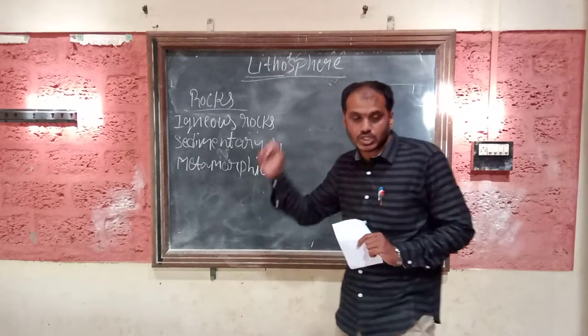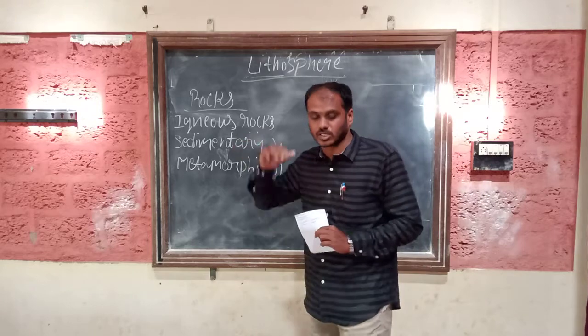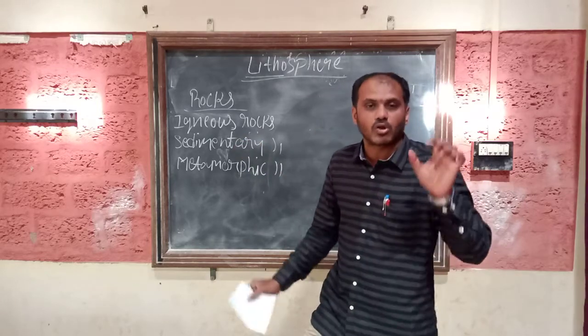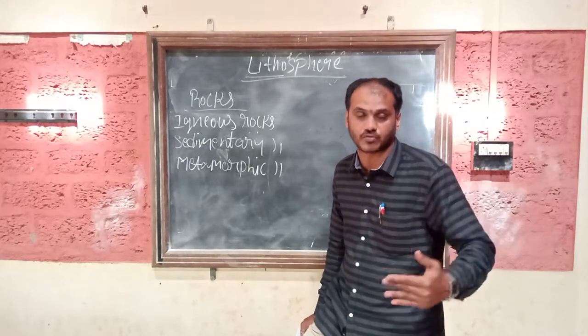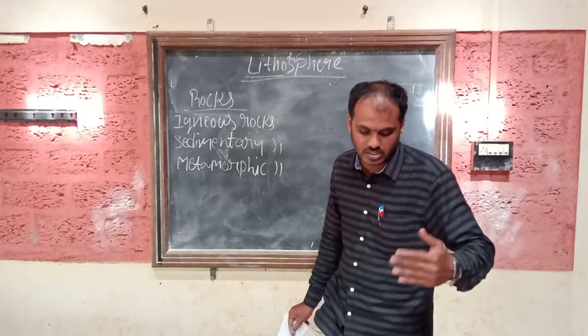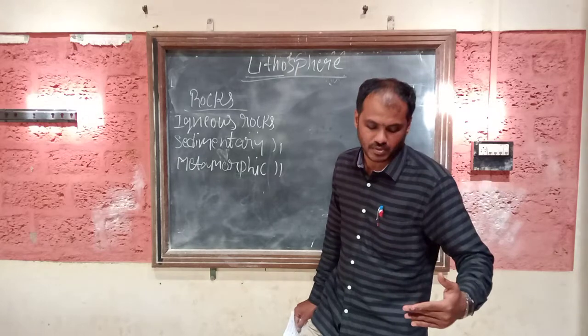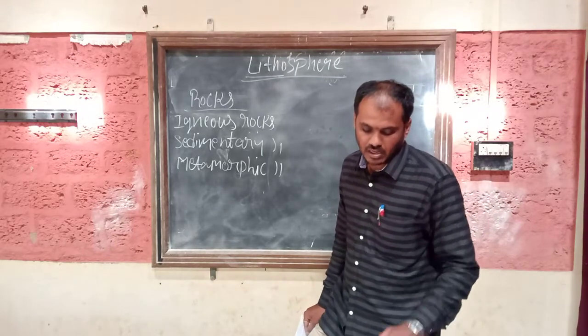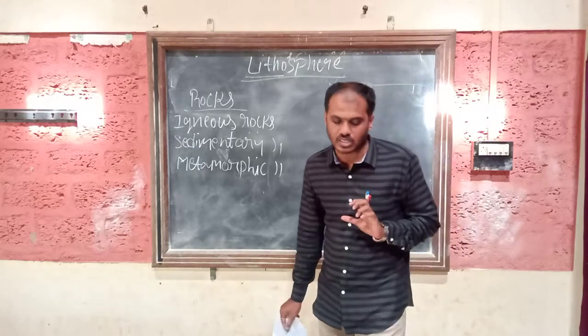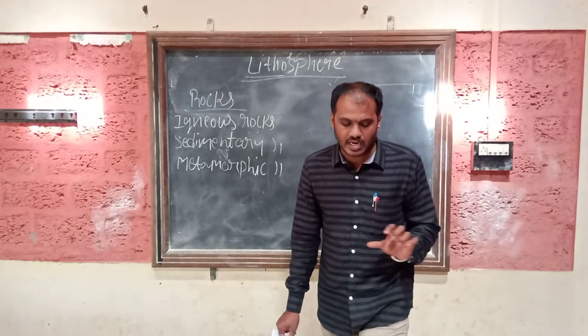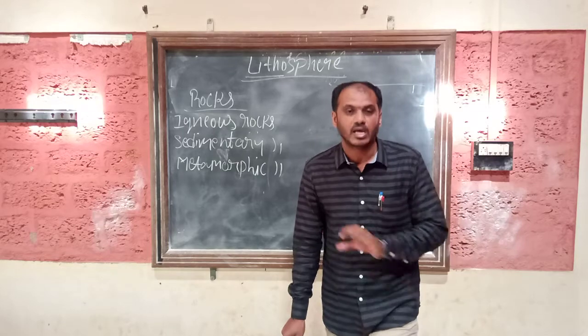So next comes the extrusive rock. Rocks formed by the solidification of magma above the earth's surface are called extrusive igneous rock. These rocks are generally fine grained and glassy, because lava after reaching the surface of the earth cools and solidifies quickly, for example basalt.